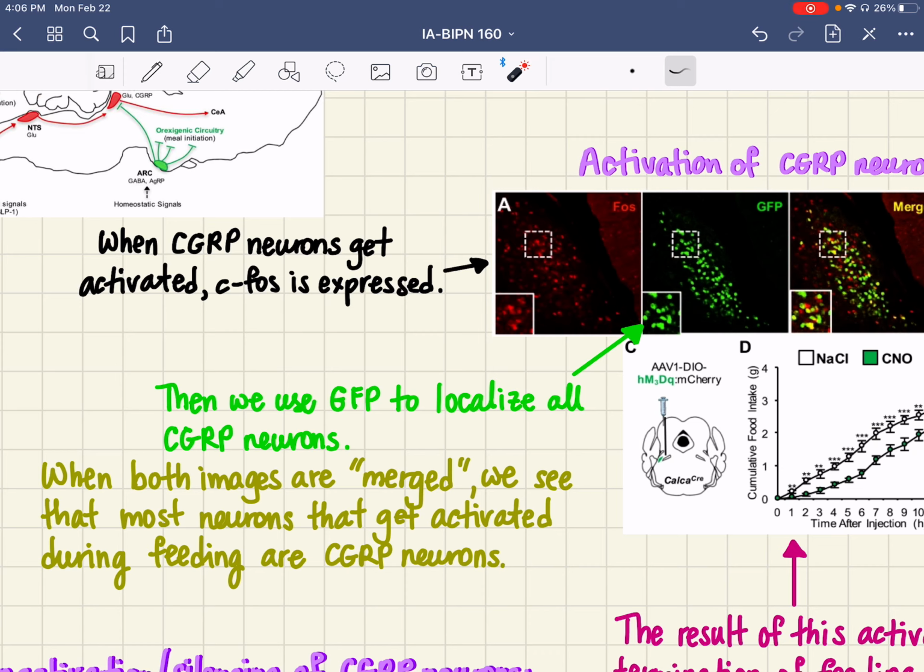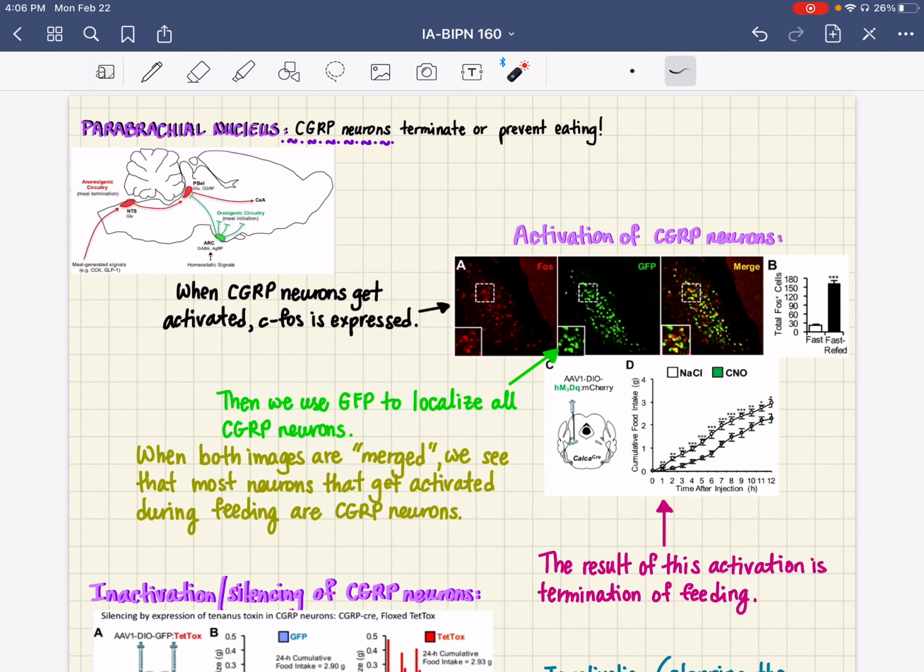And so when they merged both images, they realized that most neurons that get activated during feeding are CGRP neurons. So this further confirmed the fact that it is indeed the CGRP neurons of the parabrachial nucleus that are being activated when the mouse is being fed.